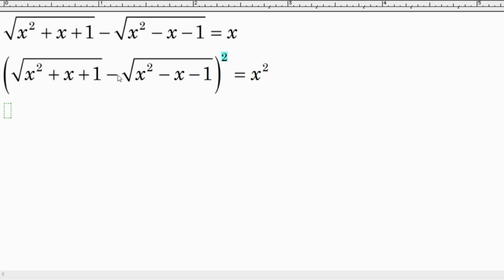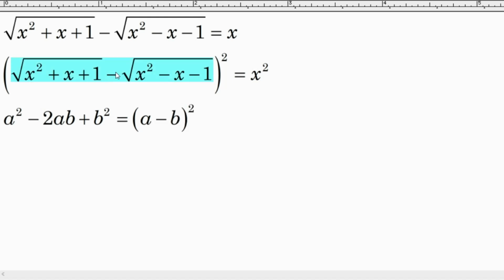So what we have to do, we have to expand this in the form of a squared minus 2ab plus b squared, because this formula is equal to a minus b raised to square. So here we have this looks like a minus b raised to square. So this term stands for a and this term stands for b, okay?